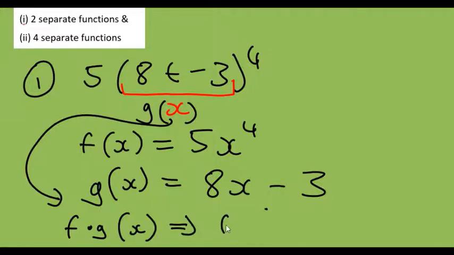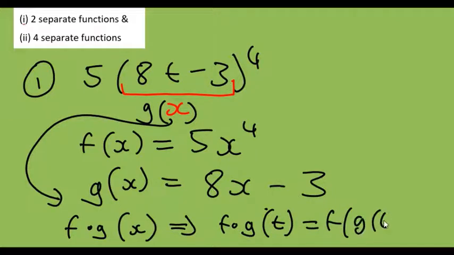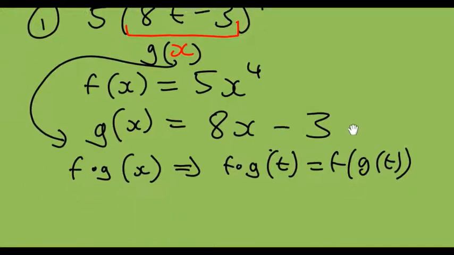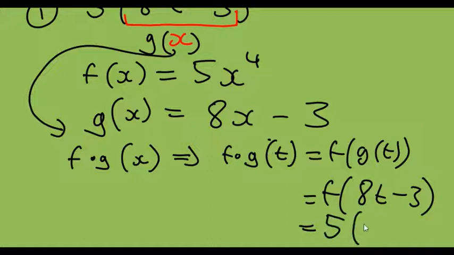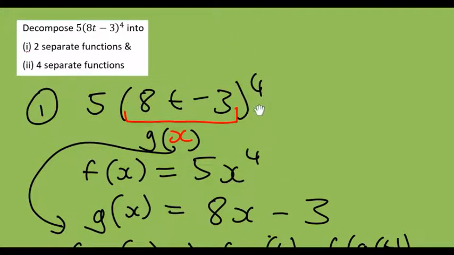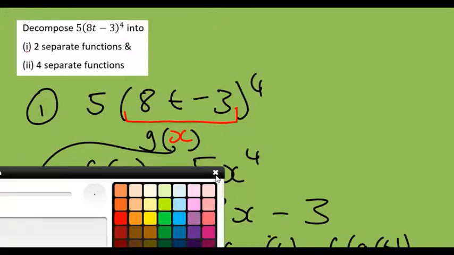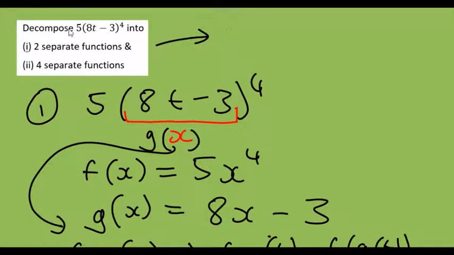If we wanted to find f of g of t, what is g of t? Well, it would be this, except with t replacing x, so f of 8t minus 3. Now, what would f of 8t minus 3 be? It would be 5 times (8t minus 3) to the power of 4, which is exactly what we started with up here. So basically, I found my two functions, and I said this is the same.